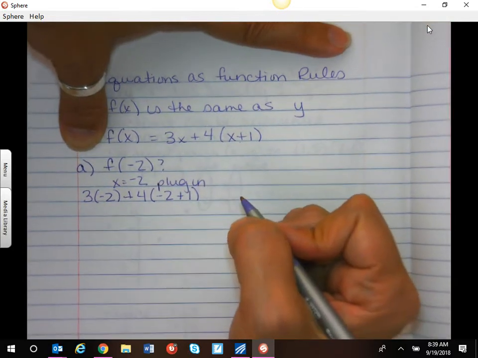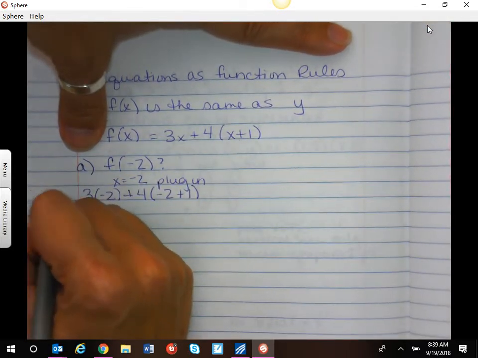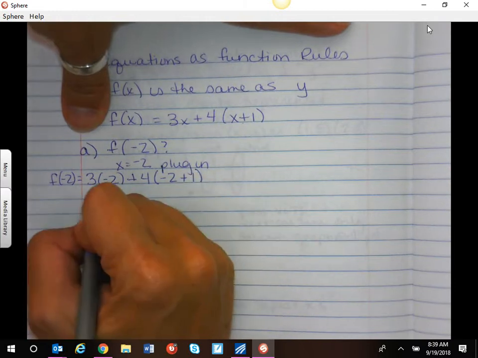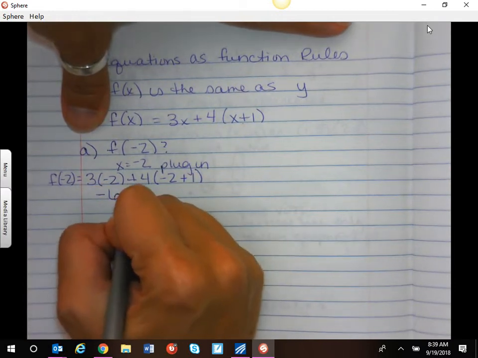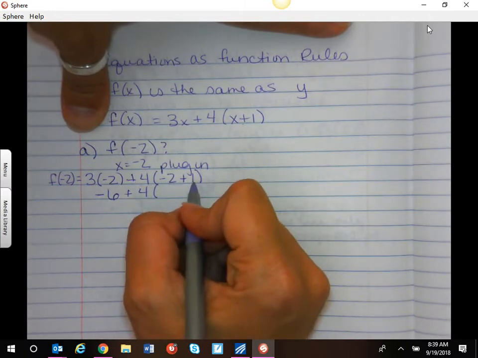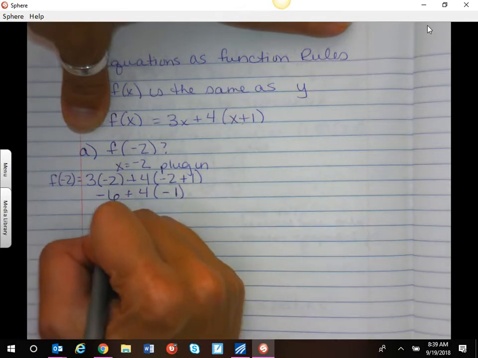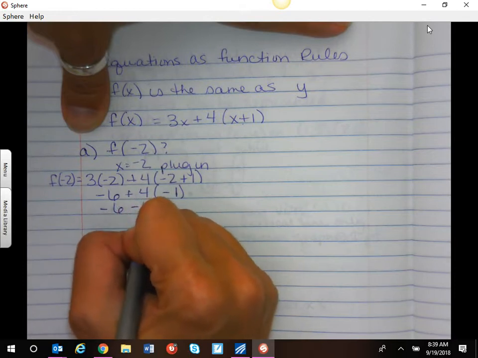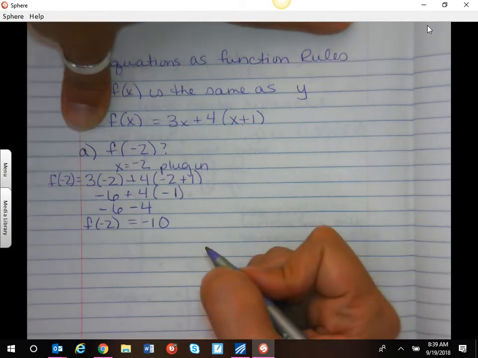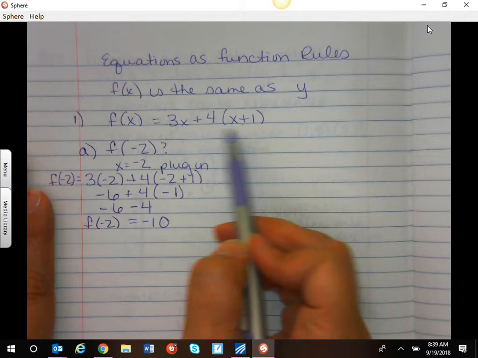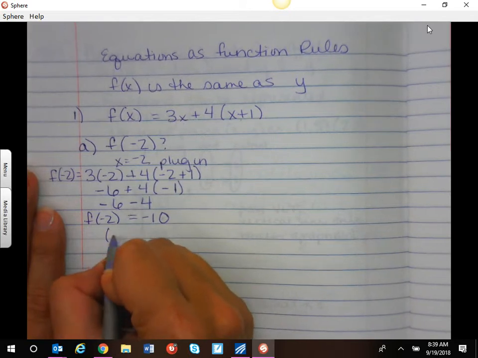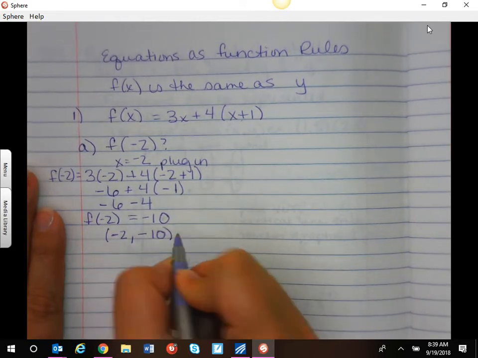And at this point, you could use your calculator. You can use your smarts to solve this. Remember, a negative times a positive is a negative. So we would have negative 6 plus 4, parentheses first, according to operations. Negative 2 plus 1 is a negative 1. Now I have negative 6. Positive 4 times a negative 1 is a negative 4. So I get f of negative 2 equals negative 10. Now what that means is in this equation, if we were to graph it, and we'll get there eventually, if we were to graph this in a coordinate plane, then the coordinate negative 2, negative 10 would be on the line.